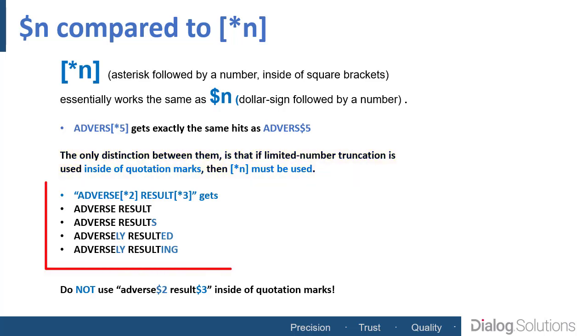So here, if you're looking for the phrase adverse result or adverse results, but you'd also like your hits to include adversely resulted or adversely resulting, then you could use limited truncation inside of the quoted phrase. But you'd have to do it this way, with the *2 or *3 inside the square brackets. You don't want to use $number inside of quotation marks, but otherwise, if you're not using quotations, then $number, like $3 or $5, is simply the quickest and the easiest way to get limited character truncation.